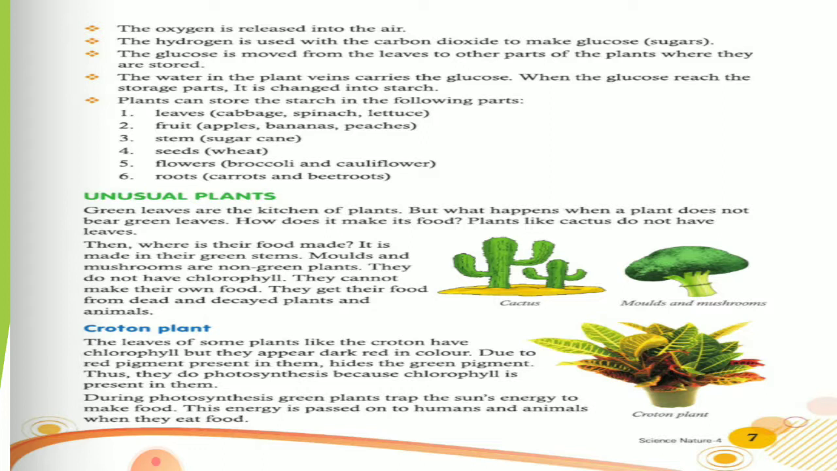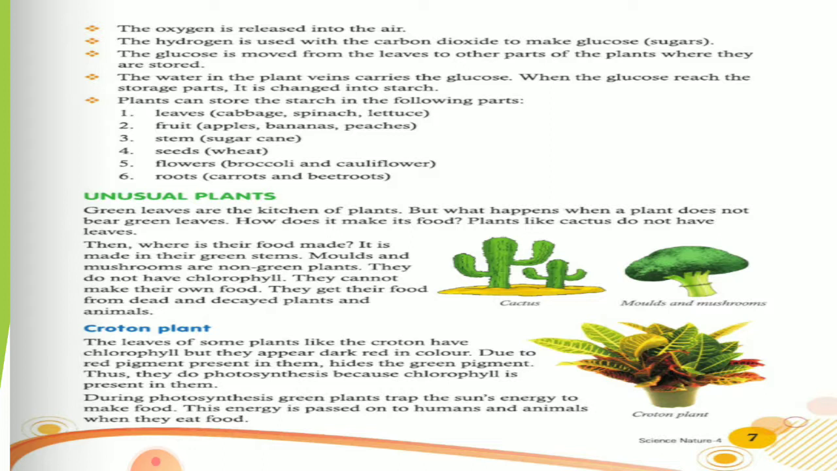And you have also learned that green leaves are the kitchen of plants. But what happens when a plant does not bear green leaves? How does it make its food? Plants like cactus do not have leaves. Then where is their food made? It is made in their green stems. Molds and mushrooms are non-green plants. They do not make their own food. They get their food from dead and decayed plants and animals.